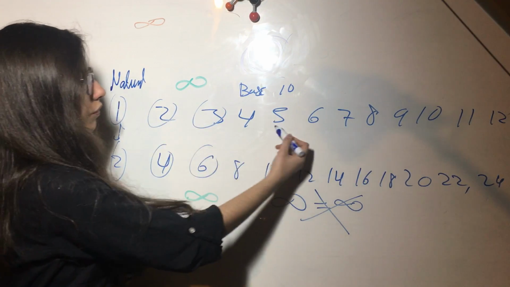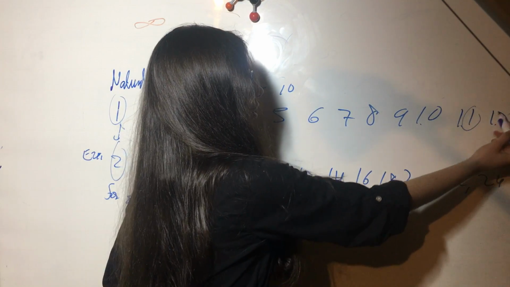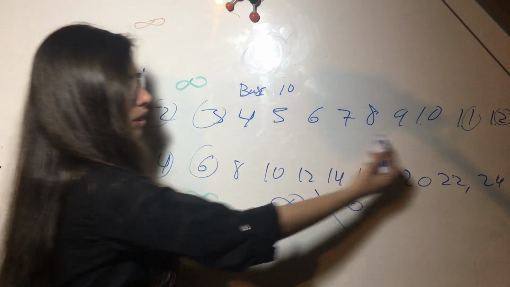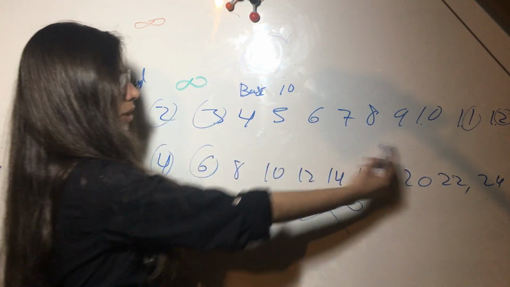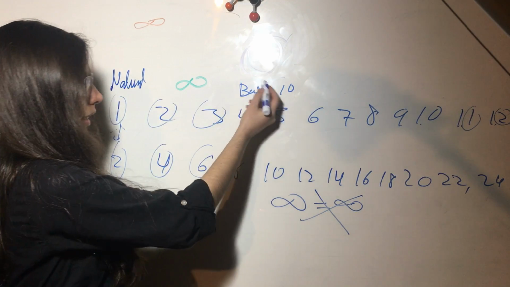That is 1, 2, 3, 4, 5, 6, 7, 8, 9, 10, and then 11, 12. So the last number is repeating. So 1, 2, 3, and then here 11, 12, 13. So each 10 numbers we repeat the sequence. This is counting the natural numbers in base 10.